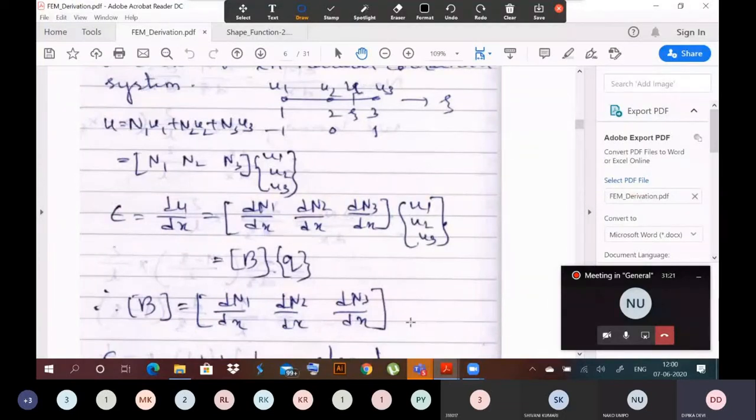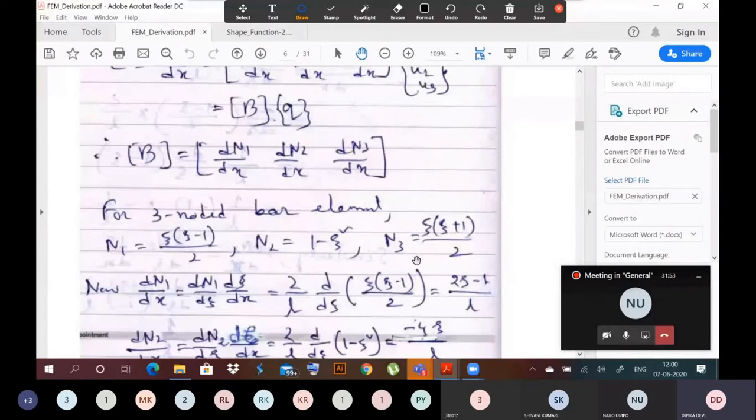dN by dx is equal to dN by dxi into dxi by dx. Now what are the values of these N1, N2, N3? We have derived them for the 3-noded bar element. N1, N2, N3 are given like this. N1 is equal to xi into (xi minus 1) by 2. N2 is equal to 1 minus xi square. N3 is equal to xi into (xi plus 1) by 2. So these are the shape functions for a 3-noded bar element.